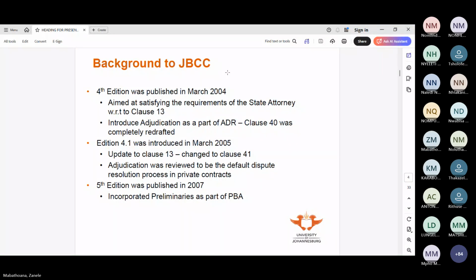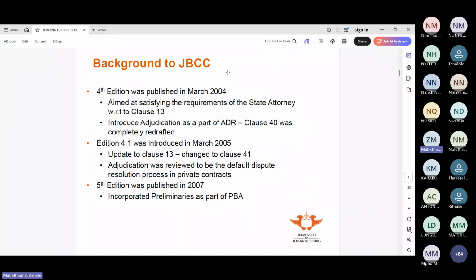So when they reviewed edition 4, it was decided to make a few changes again, and it became edition 4.1, which was introduced in March of 2005. Then clause 13 was changed to become clause 41, so the last clause. And then adjudication was reviewed, and the agreement was that it would be the default dispute resolution process in private contracts.